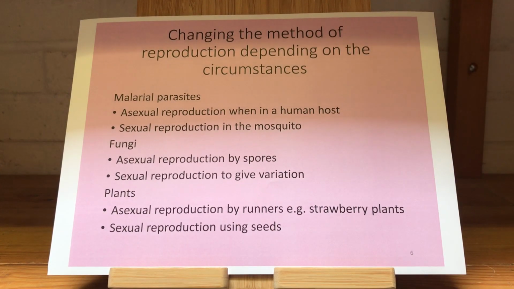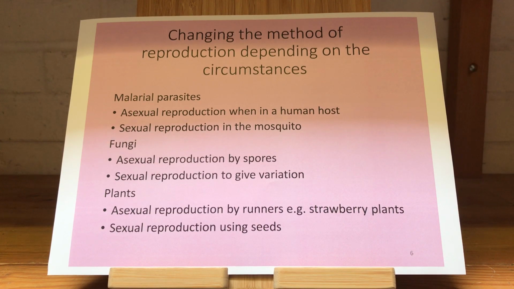There are some individuals that can use asexual or sexual reproduction depending on what the situation is like. So malarial parasites, okay, these were our protists in B3, and they can use asexual reproduction when they're in the human host. If you remember, they go off to the liver cells and they reproduce in those. When they're on the mosquito, they use sexual reproduction.